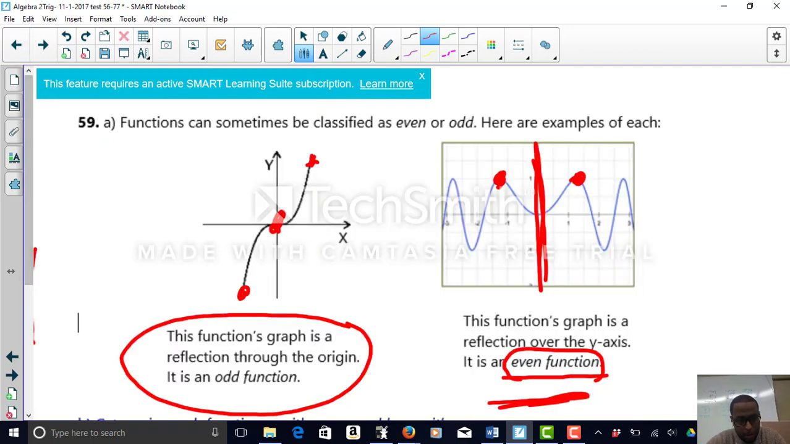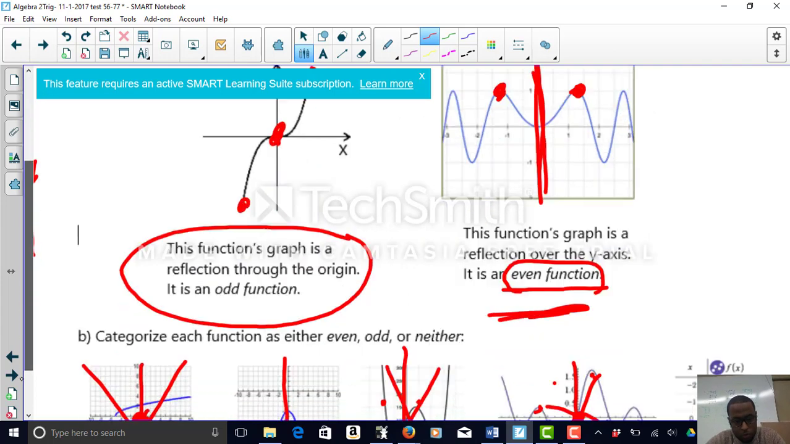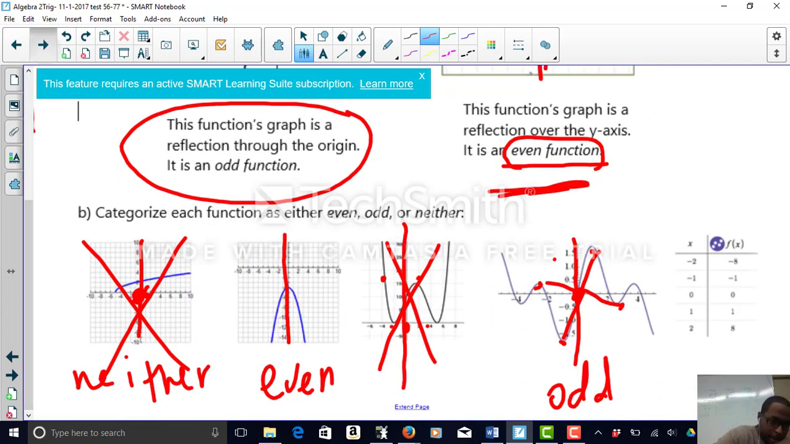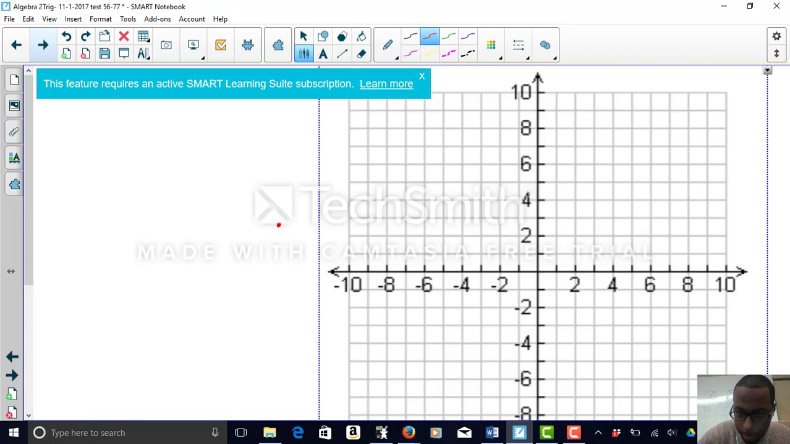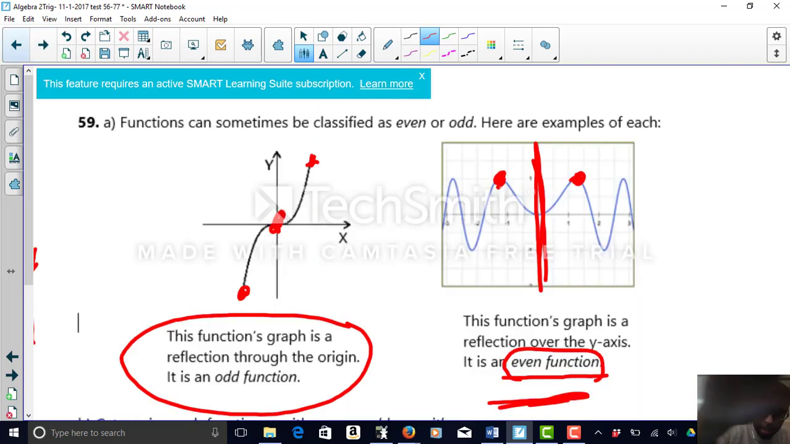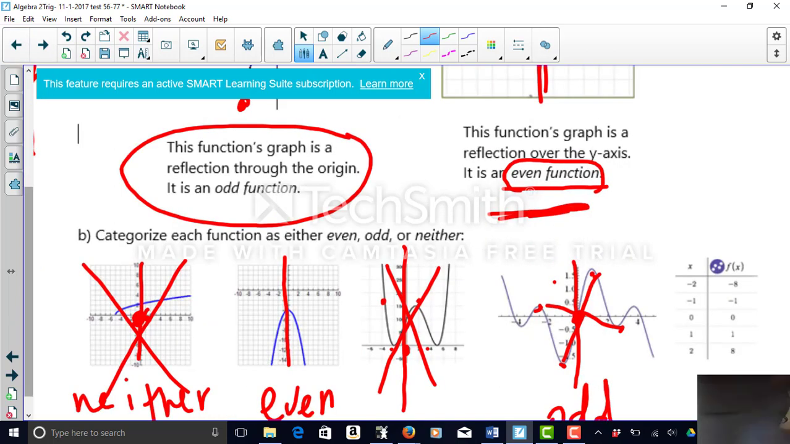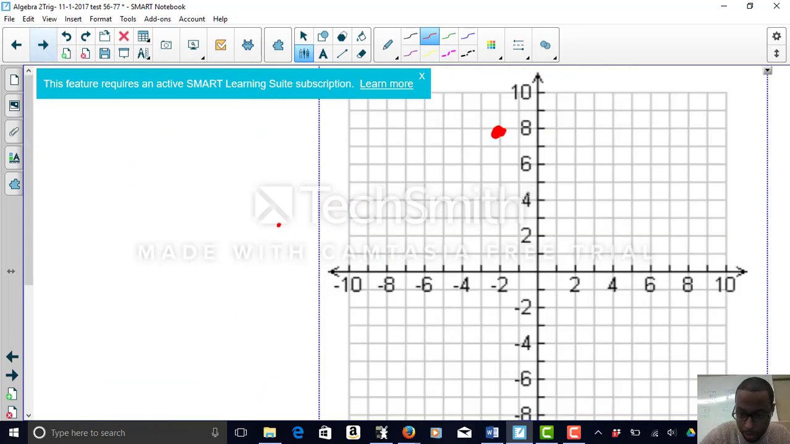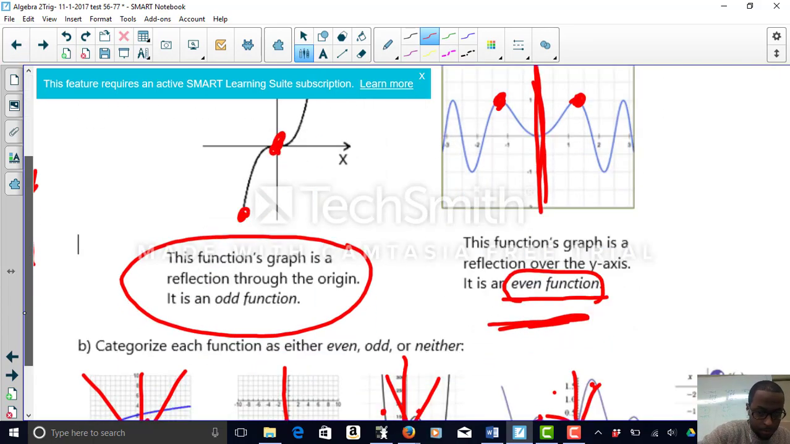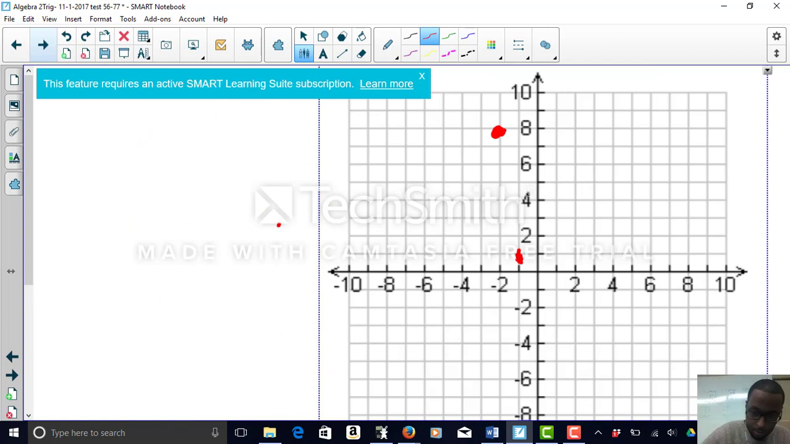So my first point was -2, 8. So I'm going to go on my graph to -2, and I'm going to go up to 8. I'm going to plot my first point. And I'm going to come back just to look at the numbers. My next one is -1, 1. I'm going to go to -1, 1. Okay, my next one is 0, 0. Then I believe it's 1, 1, and 2, 8.